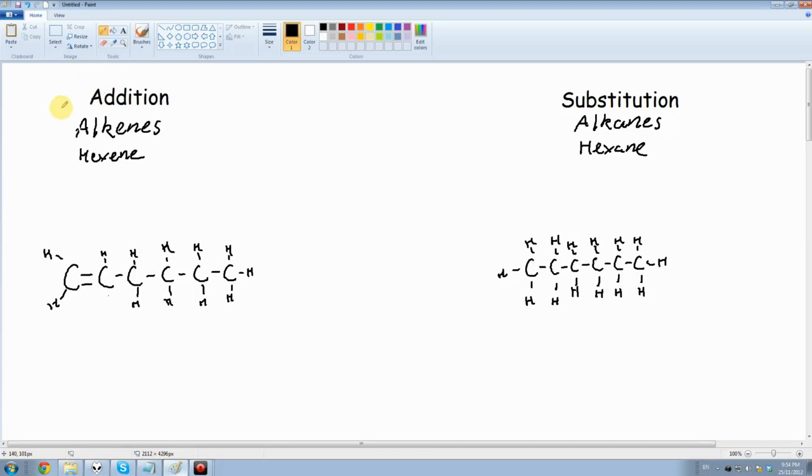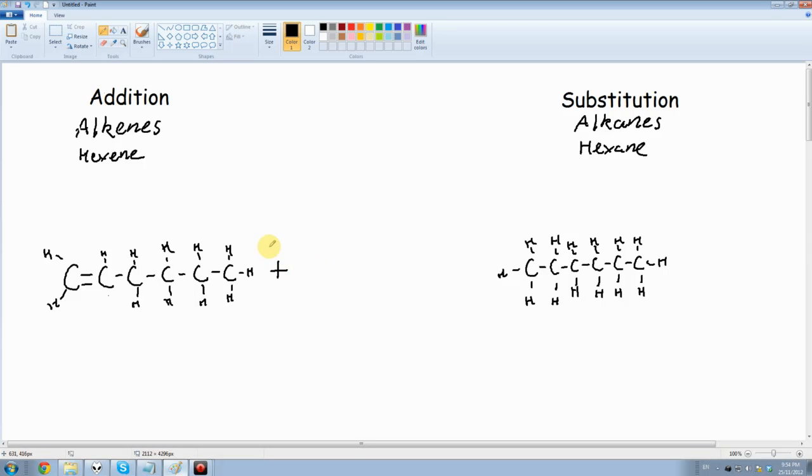These two reactions: addition reactions and substitution reactions. Now, alkenes undergo addition reactions, and alkanes undergo substitution reactions. So we'll do alkenes first, shall we? Okay. Now, addition reactions are pretty simple and really straightforward. All you do is you add.